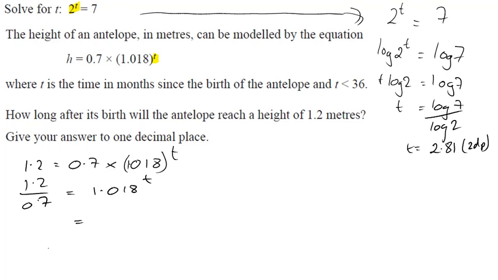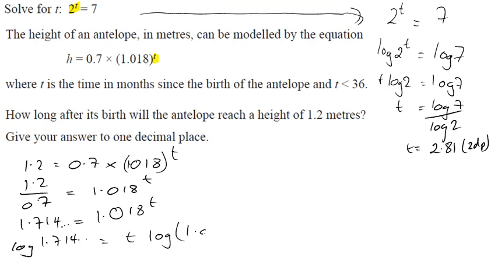So 1.2 divided by 0.7 is 1.714. I've kept that on my calculator because I'm going to need that to lots of decimal places in a minute. So I've got 1.714 equals 1.018 to the power of t. So I'm going to log both sides. So log 1.714 and all those decimal places equals t log 1.018.